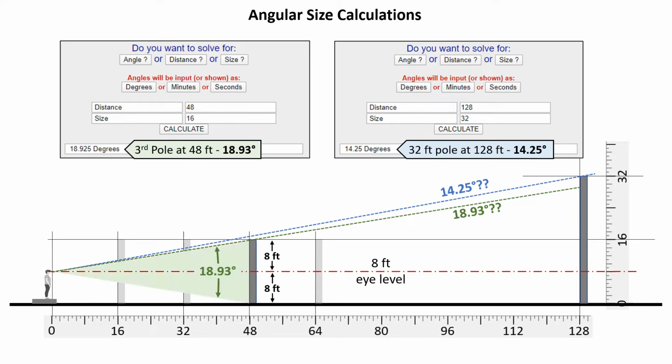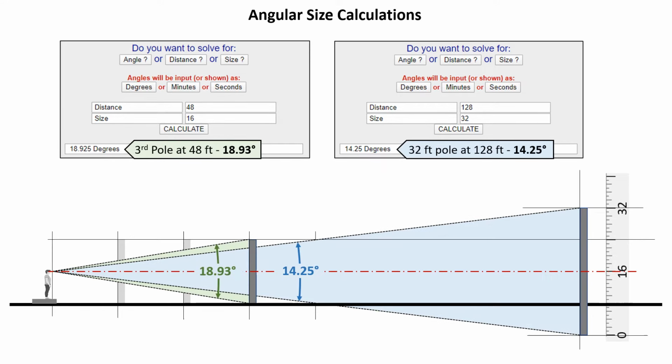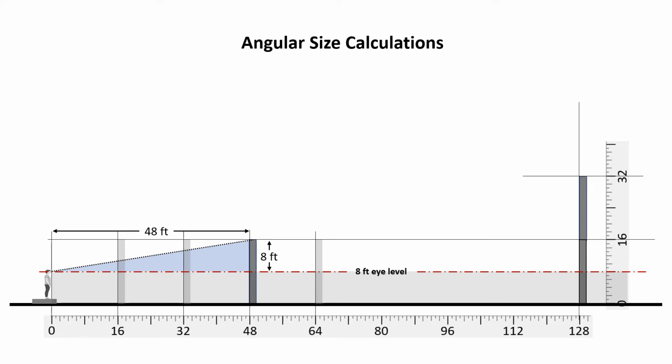Now the calculation for the third pole is correct since it is an 8-foot eye level. But the calculation for the 32-foot pole is based on a 16-foot eye level. Now with the eye levels at the same height, these calculations correctly show that the distant pole appears smaller than the closer pole. So in order to do this correctly, we need to do this for right triangles that are formed above that 8-foot eye level.